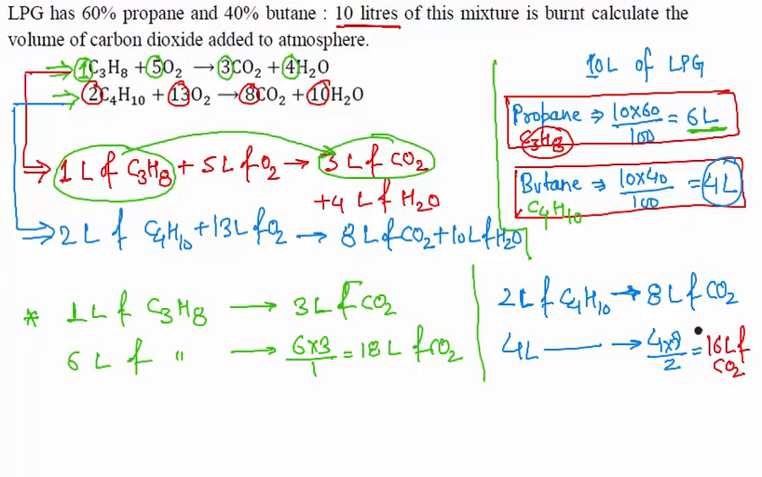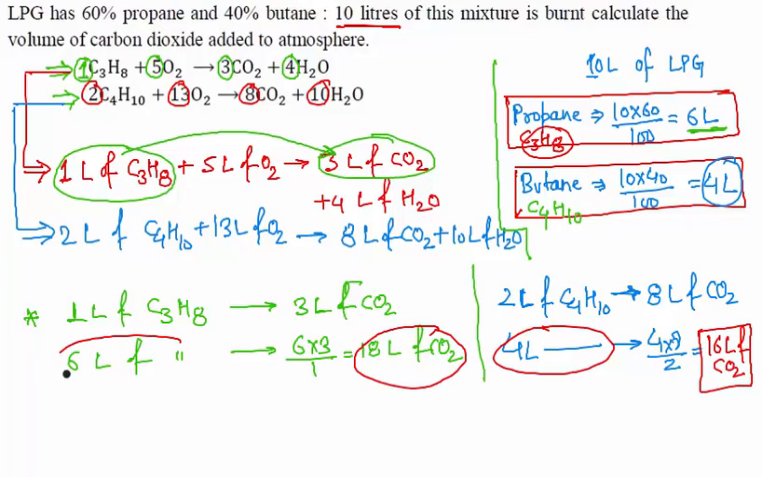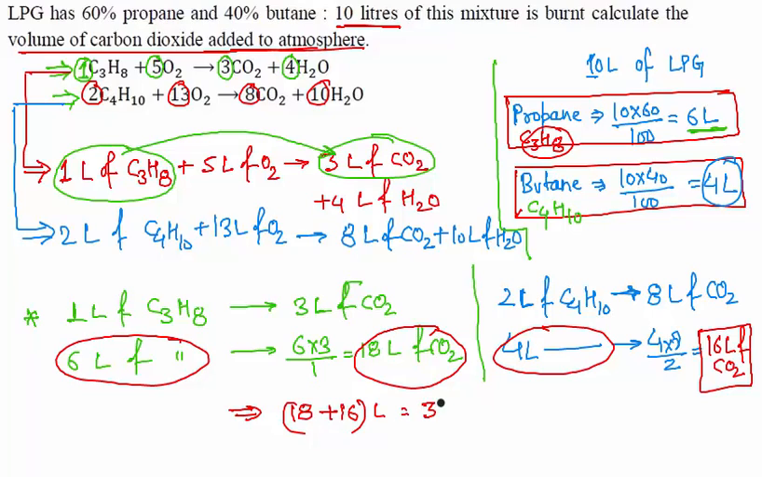Okay, so you are adding 16 liter of CO2 after burning this 4 liter of butane, and you are adding 18 liter of CO2 after burning this 6 liter of C3H8. So the total volume of CO2 added to the atmosphere will be 18 plus 16, that is 34 liter. Okay, so this is the answer. I hope you understand.